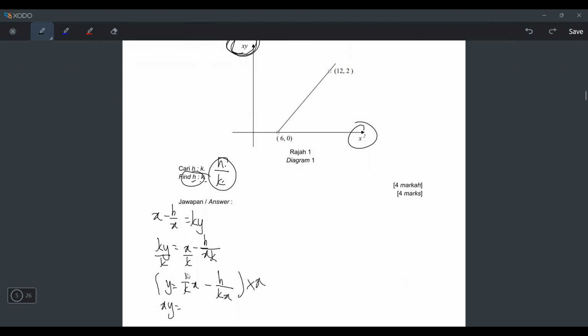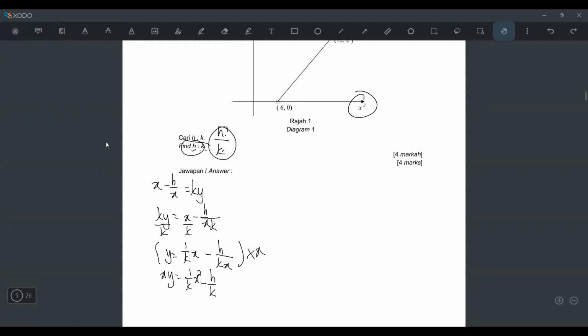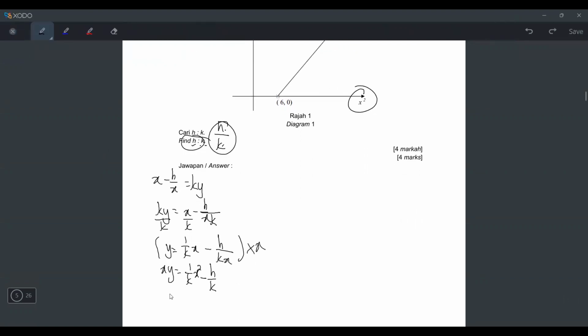So times x, I get xy. Times x, I get 1 over k. Times x, I get minus h over k. 1 over kx times x is actually 1 over k x squared. And then minus h over k. The x will disappear because you can cut, right? Now finally, this is linear form. Now I can write Y equals mX plus c. But make sure the Y and X must use capital letters.